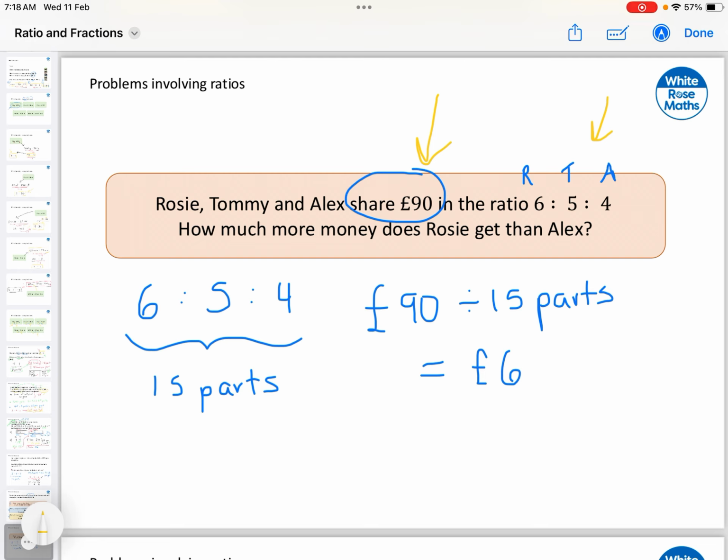So we know from the beginning that Rosie should be getting more money than Alex for sure. How do I know this? Well, because Rosie should get 6 parts and Alex is getting only 4 parts. And for now, what we know is that each part has a value of 6 pounds. So let's see with the diagram the composition of the distribution of money between Rosie, Tommy, and Alex. So let's move to the next slide.